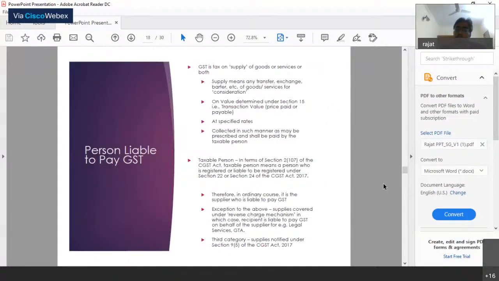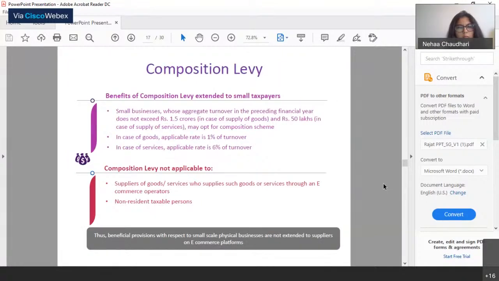Sorry, Rajat. Yes, Neha. I interrupted you. What is the rationale for that, would you say? If you could go back to suppliers of goods and services who supply through e-commerce operators, are we talking about sellers on marketplaces of the sort that we have very many in India? Are we talking about this benefit not being available to those suppliers of goods or services? Am I understanding that correctly?